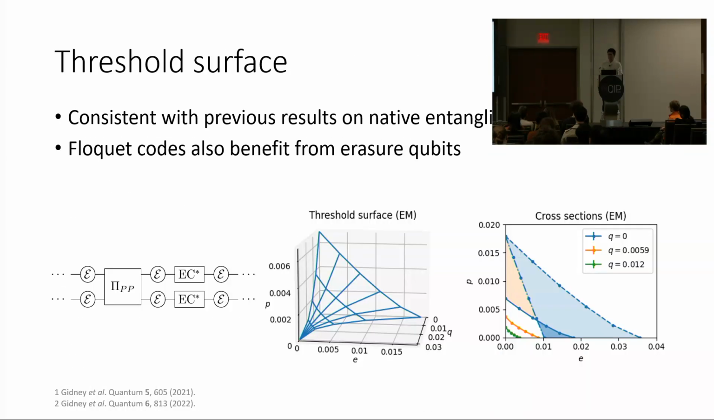We did a similar type of analysis for Floquet codes, where we found the threshold surface, assuming this native entangling measurement, as well as some cross-sections where we consider different values of Q, the measurement error rate. So again, we see that in this region here, for high erasure bias, we would have a benefit by using erasure qubits compared to a standard scheme.